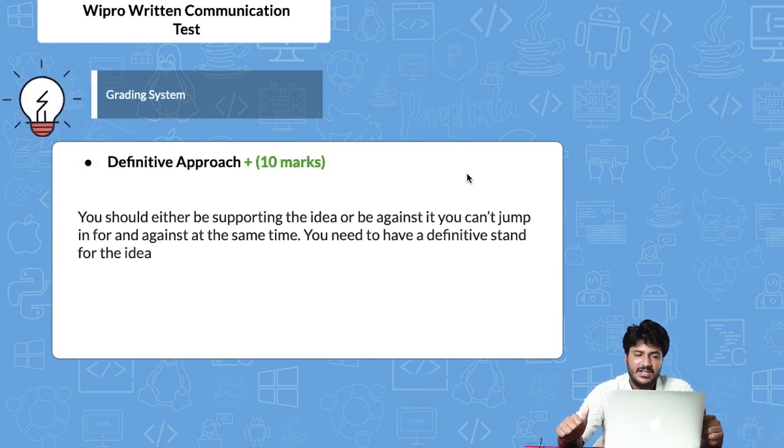So first of all, there's a definitive approach that you should be following, for which you get positive 10 marks. Either you should be supporting the idea or you should be against it. You cannot jump in against the topic and then say a few things for it. You have to take a definitive stand.